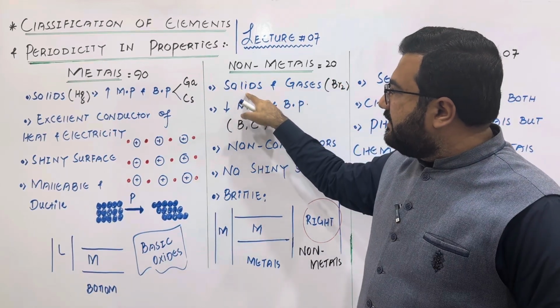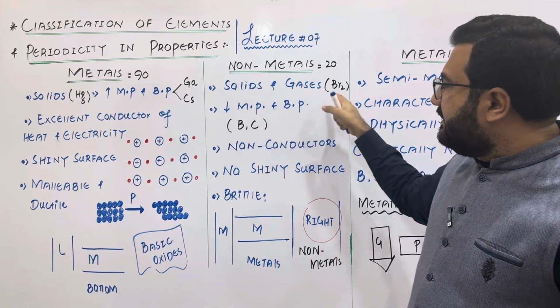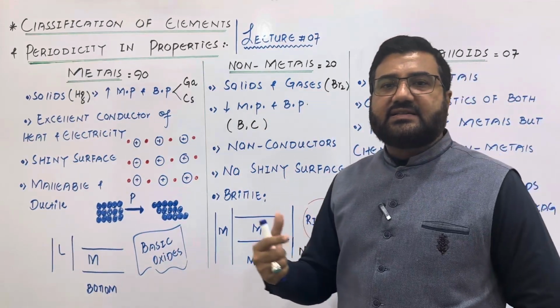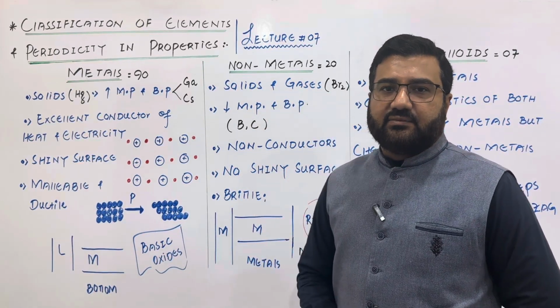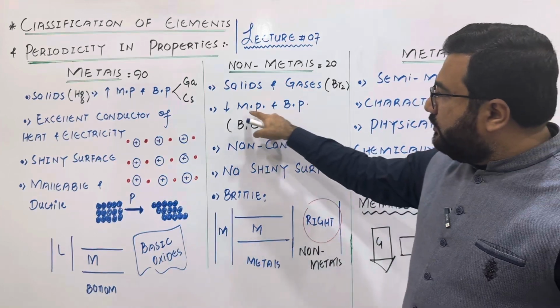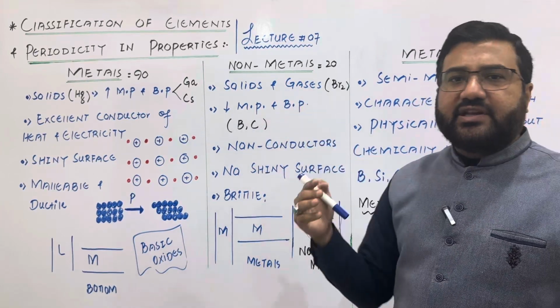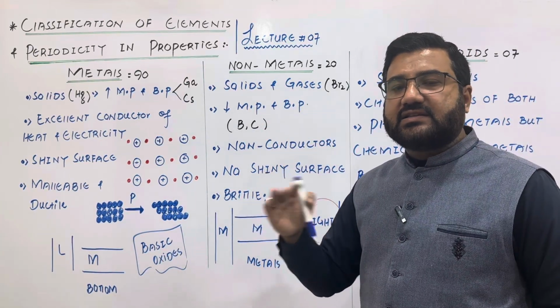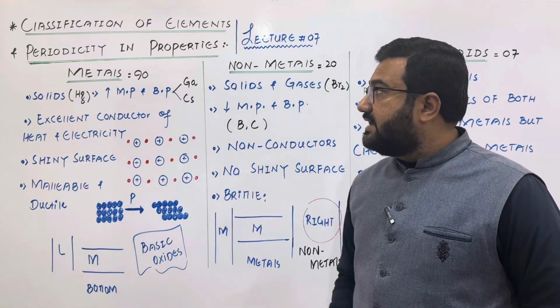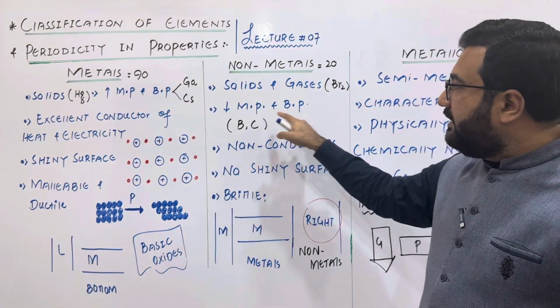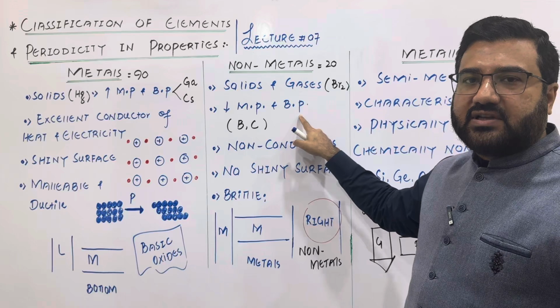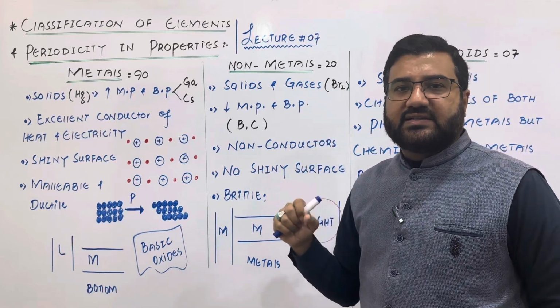Non-metals exist either in the form of solid or gases, and there is only one non-metal that exists in the liquid state, and that is bromine. They have low melting and boiling points. They are usually not as heat resistant as the metals are, and their low melting and boiling points are because of the weak van der Waals forces present in them.